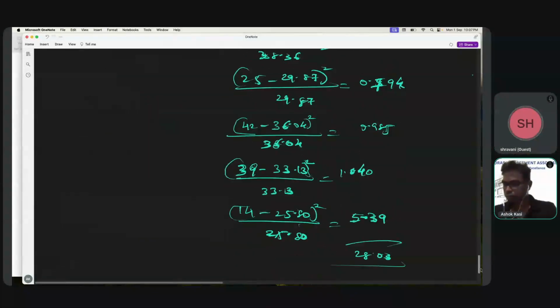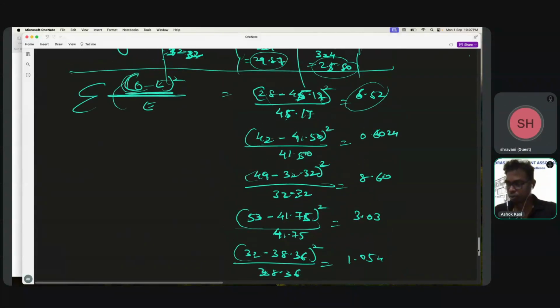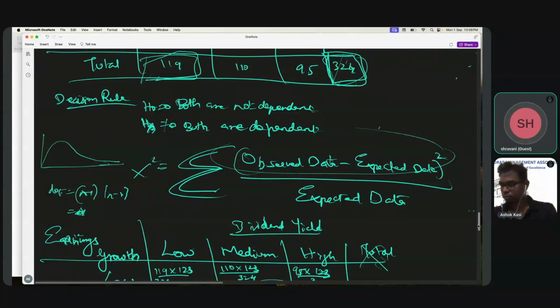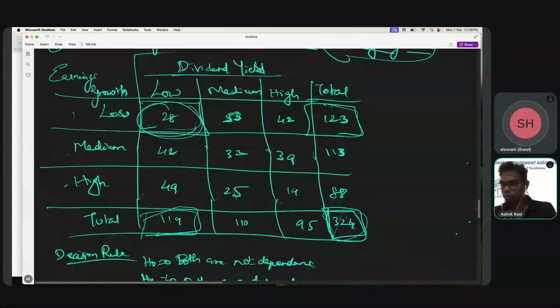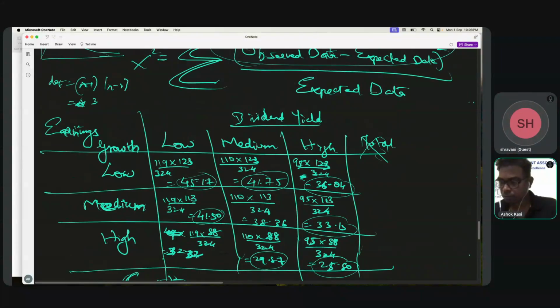So now what will I do? I will go to the chi-square table. The degree of freedom will be n minus 1 for earning growth into n minus 1 for dividend yield. In this case there are 1, 2, 3 categories, so 3 minus 1 into 3 minus 1. So 2 into 2, 4 degrees of freedom.